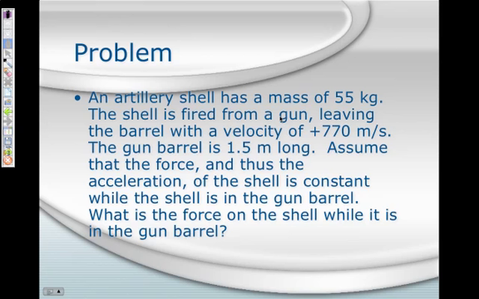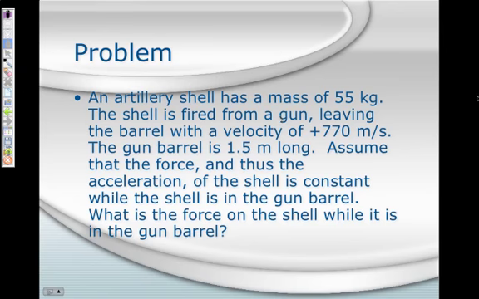An artillery shell has a mass of 55 kilograms, and the shell is fired from a gun, leaving the barrel with a velocity of 770 meters per second. The gun barrel is 1.5 meters long. Assume that the force, and thus the acceleration of the shell, is constant while the shell is in the gun barrel. What is the force on the shell while it's in the gun barrel?